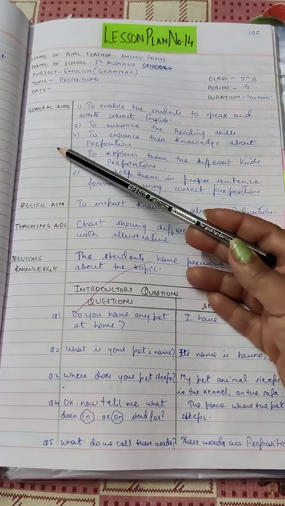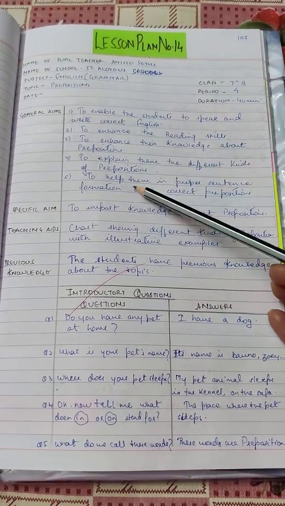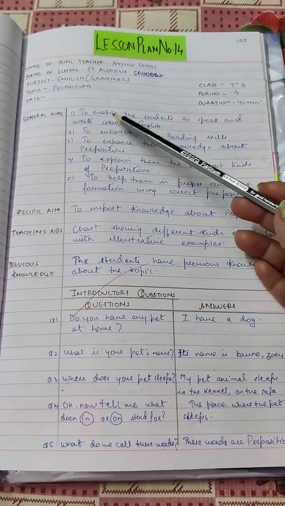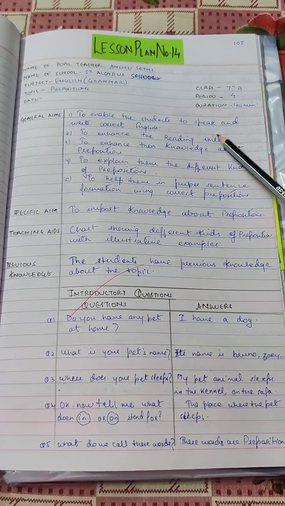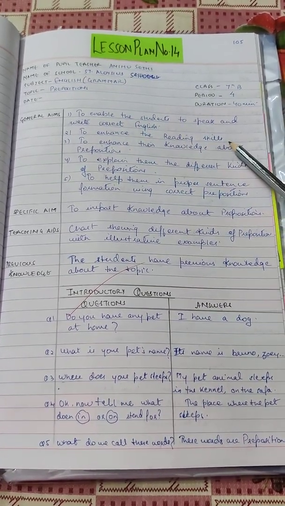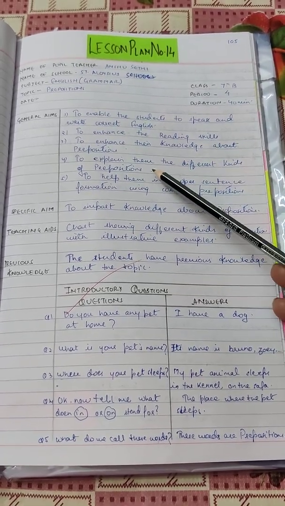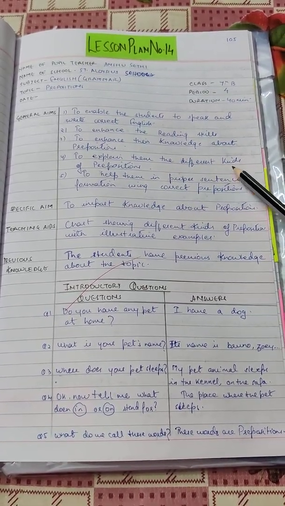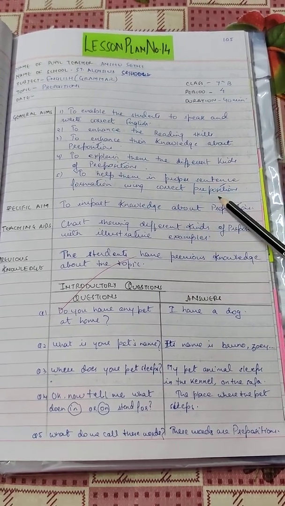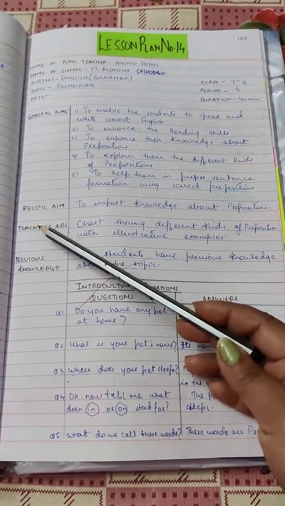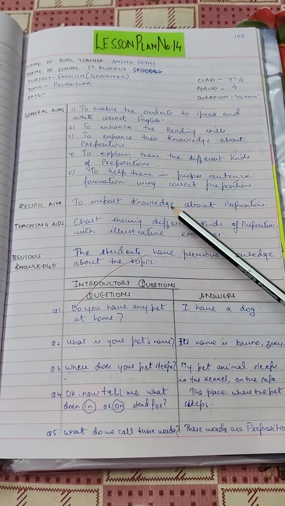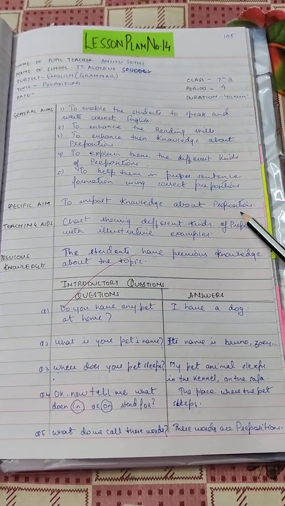So we start with the general aims. These are usually 3 to 5. Like I've written, to enable the students to speak and write correct English, to enhance their reading skills, to enhance their knowledge about prepositions, to explain them different kinds of prepositions, and to help them in proper sentence formation. The next part is specific aim. This is to impart knowledge about prepositions.